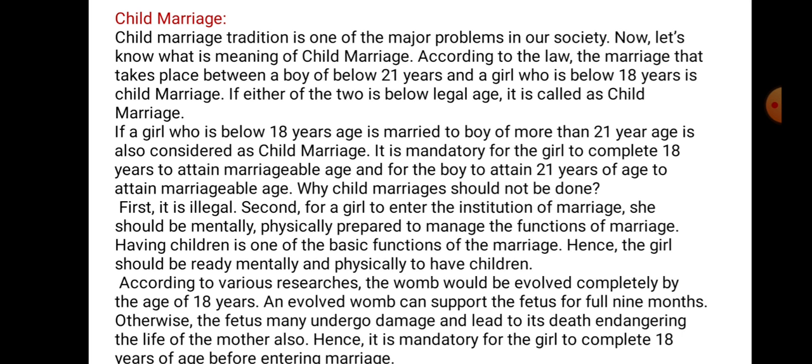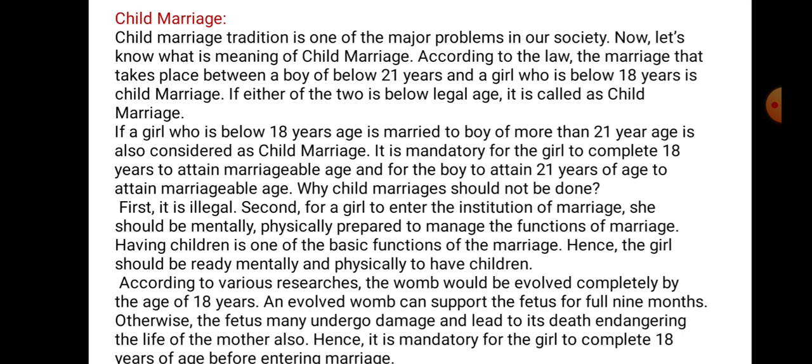According to the law, the marriage that takes place between a boy below 21 years and a girl who is below 18 years is considered a child marriage. If either of the two is below legal age, that is if the boy is below 21 or the girl below 18, then also it is called a child marriage. If a girl who is below 18 years is married to a boy more than 21 years, then also it is considered a child marriage.